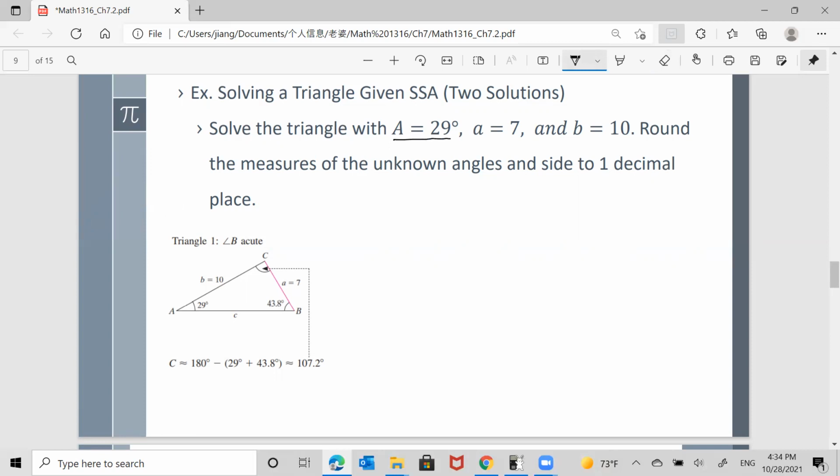Since we only have one angle A, we don't know the angle B and angle C. That means angle B or C could be greater than 90 degrees, or they are both less than 90 degrees. So let's see. For the first case, assume angle B is acute.